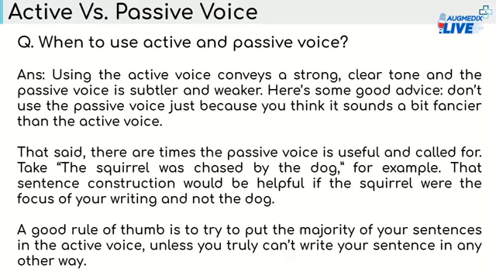Take the squirrel was chased by the dog, for example. The sentence construction would be helpful if the squirrel were the focus of your writing and not the dog. A good rule of thumb is to try to put the majority of your sentences in the active voice unless you truly can't write your sentence in any other way.